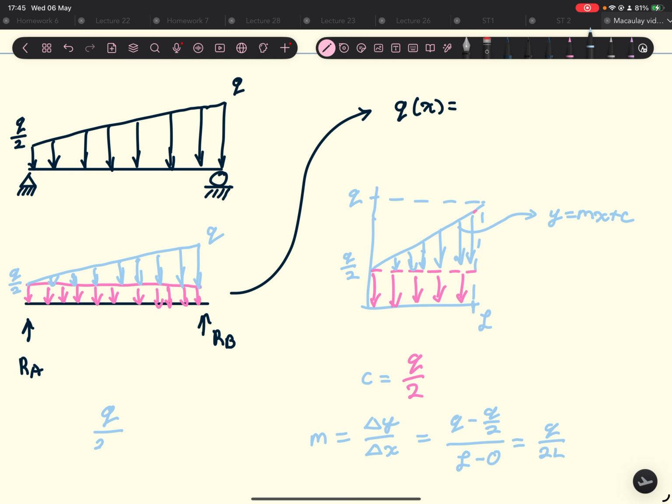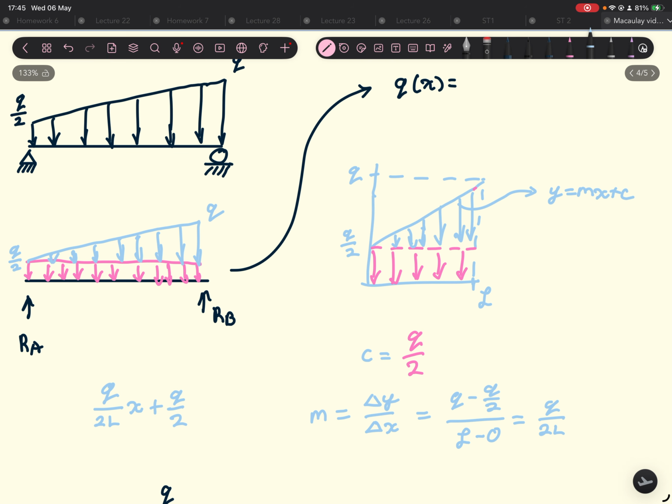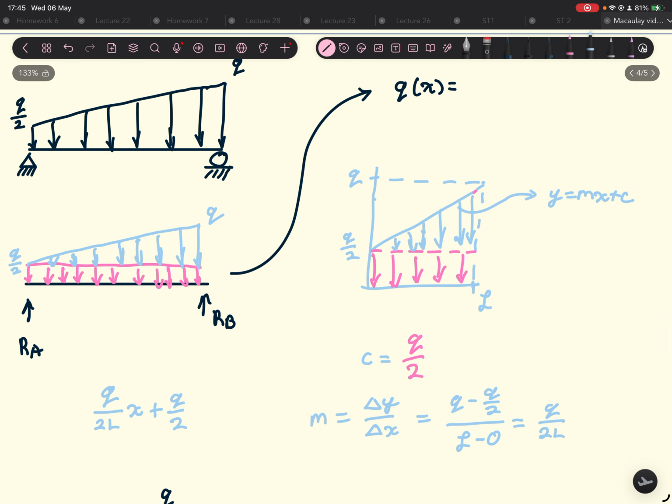Okay, so we expect the equation for our distributed load to be Q over 2L times x plus Q over 2, right? That's our entire equation for our distributed load. So it's basically the equation of this line over here, and it's been shifted up by Q over 2. So it's been shifted up by that much. Yeah, I hope that kind of makes sense.